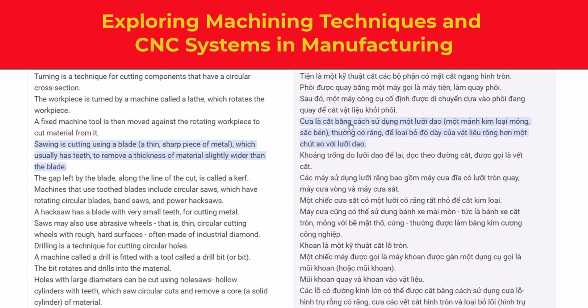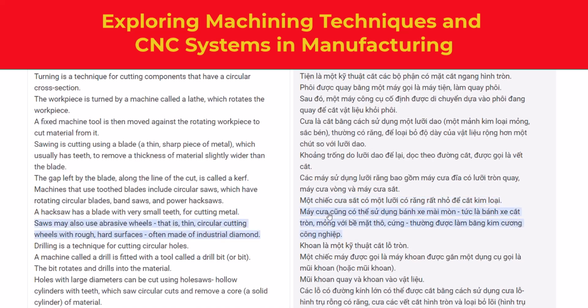Sawing is cutting using a blade, a thin, sharp piece of metal, which usually has teeth, to remove a thickness of material slightly wider than the blade. The gap left by the blade, along the line of the cut, is called a kerf. Machines that use toothed blades include circular saws, which have rotating circular blades, band saws, and power hacksaws. A hacksaw has a blade with very small teeth for cutting metal.